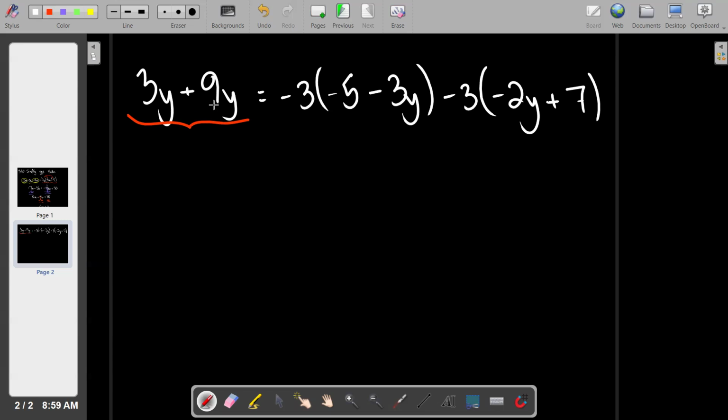So we would all agree that on the red side, we can put those together to get 12y. 12y equals, and then you distribute negative 3 to the negative 5 and the negative 3. Right. So on the right-hand side, we have to be mindful of the fact that there are 2 completely separate distributions. The yellow and the green are completely unrelated to each other. Sometimes you'll have to distribute more than once. It is what it is.